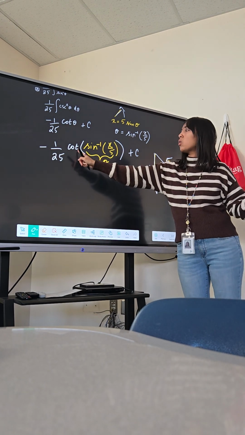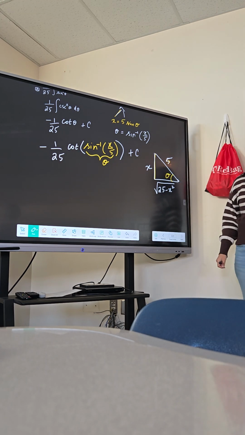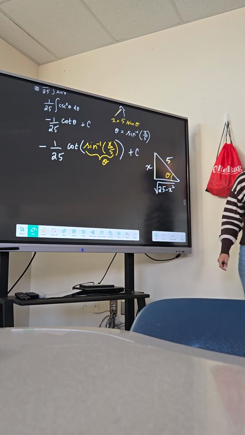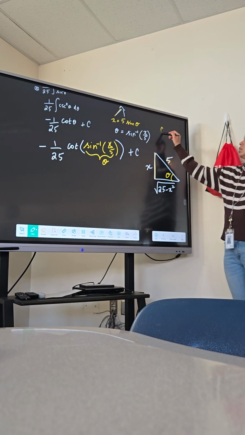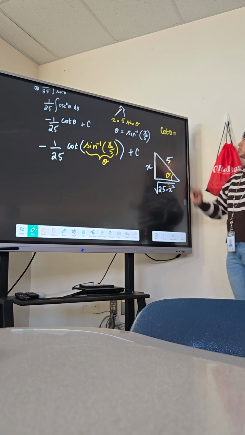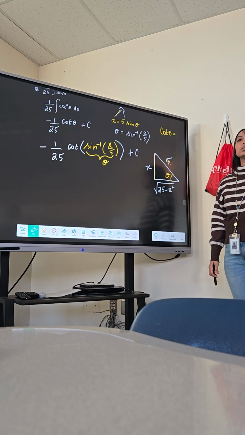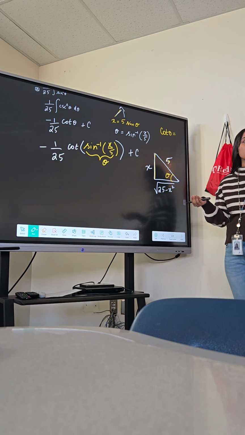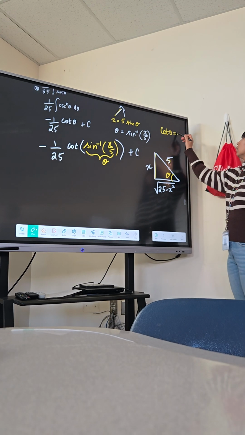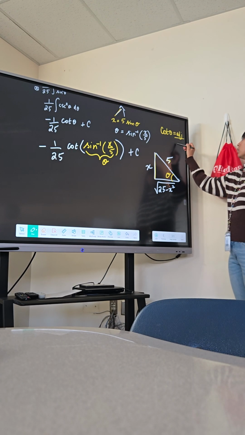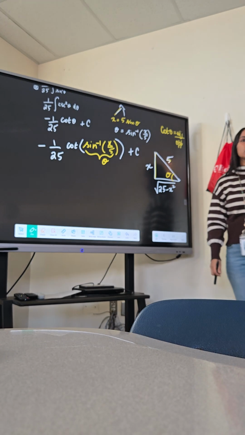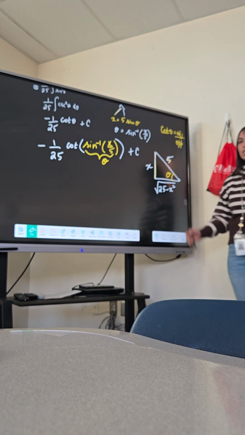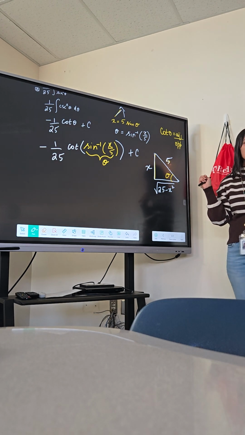Now, what is cotangent of theta? Sine over cosine? No, that's tangent. Cotangent is cosine over sine. Okay, tell me the sides. Cotangent is what over what? Adjacent over opposite, because it's the reciprocal of tangent. Tangent is opposite over adjacent. Cotangent is adjacent over opposite.